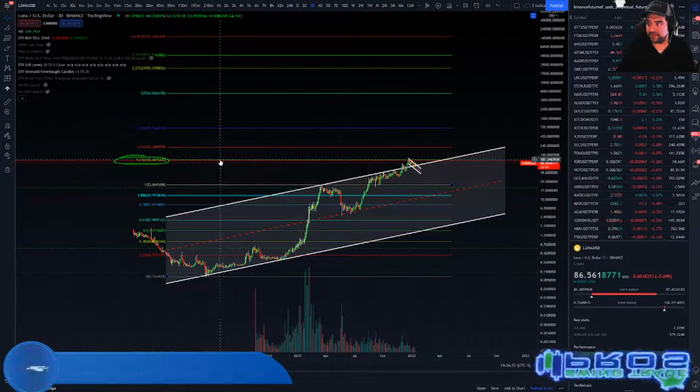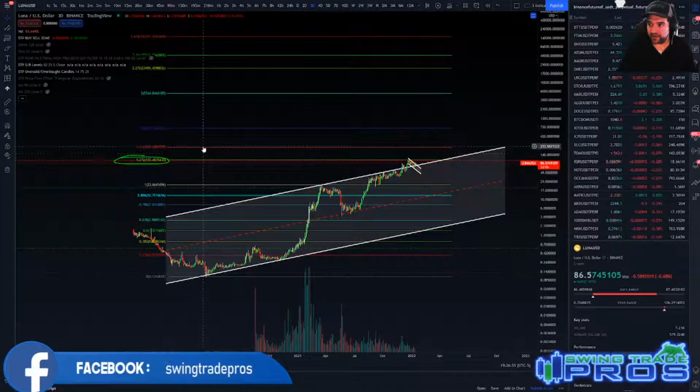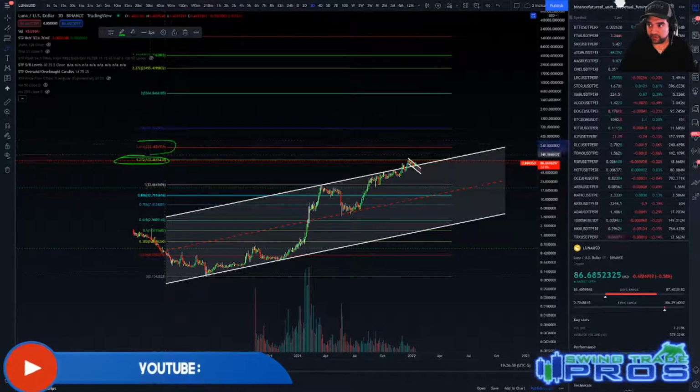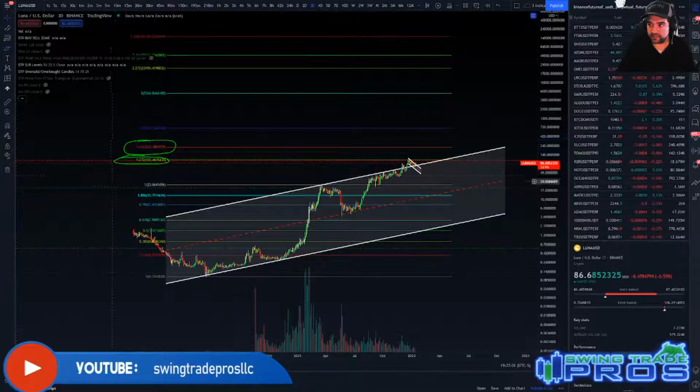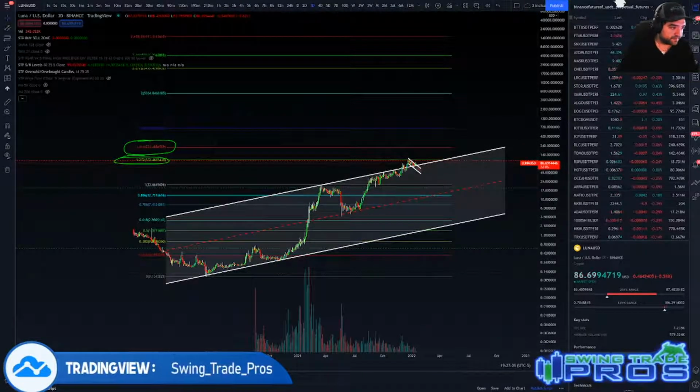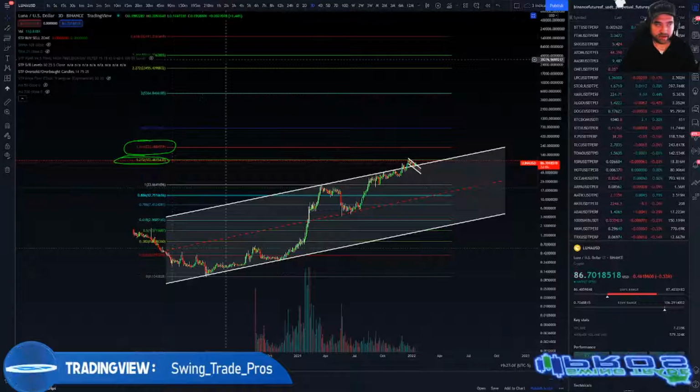And you have the top side target here, $100. You break that, you're looking at around $223, the 1.414 fib extension. But these are your areas to target for the top side of the range. All right, Luna, PYR, Solana, and XRP.